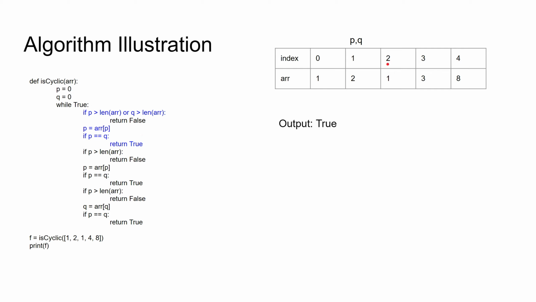And then p becomes array[p], which is 1, because array 2 is 1, so it goes to index 1. Because now it is equal to q, it will return true, so the output is true. The end.